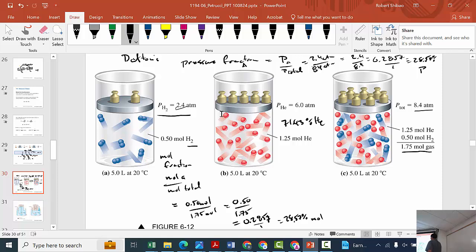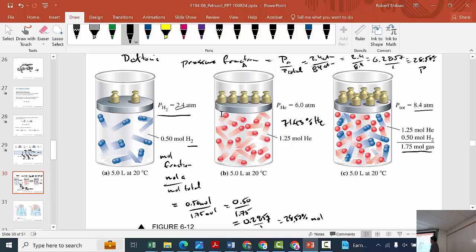So in other words, 71.43% of the total pressure, 71.43% of 8.4 atmospheres is 6 atmospheres. And so the pressure that's generated just by the helium colliding with the walls is 6 atmospheres. Okay. And that would be the same for the mole fraction. It would be 71.43% by mole helium.